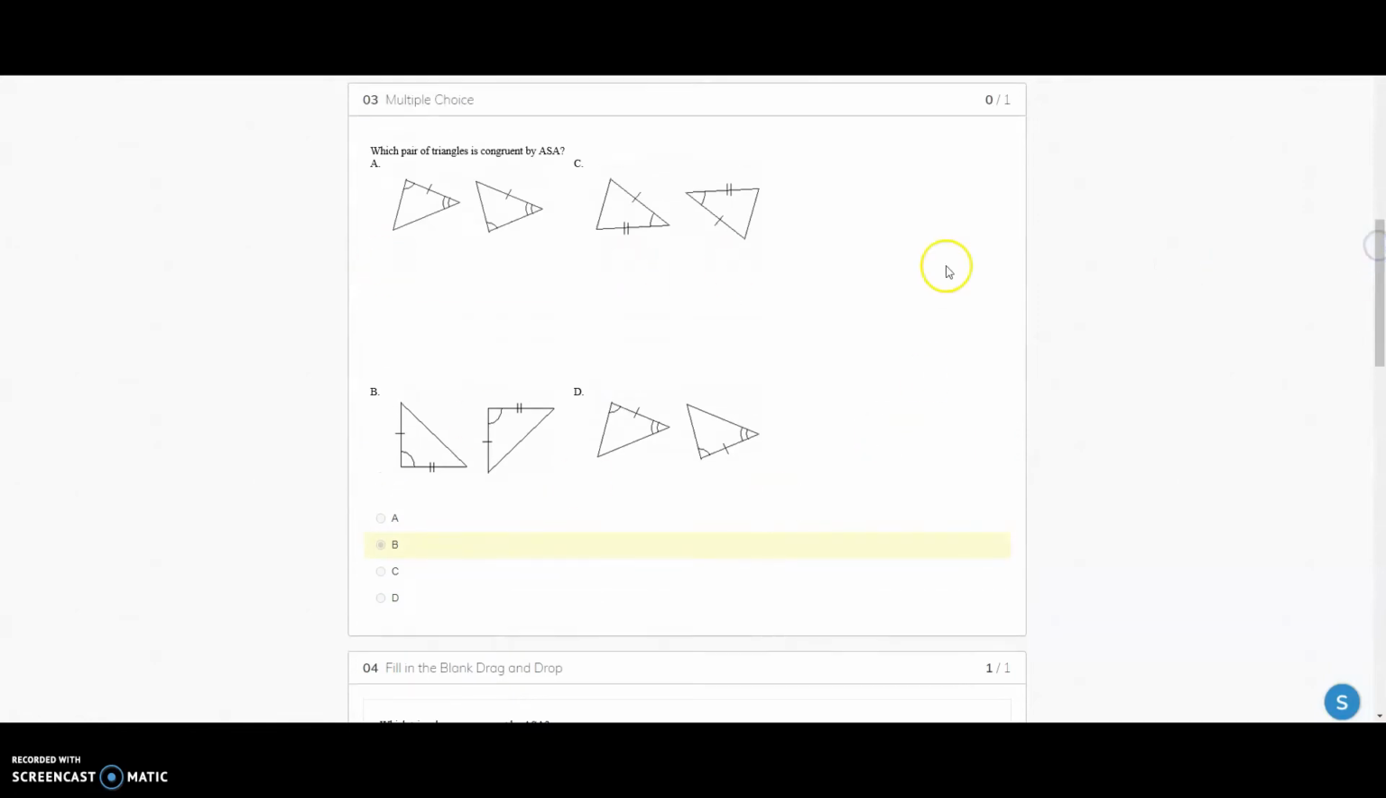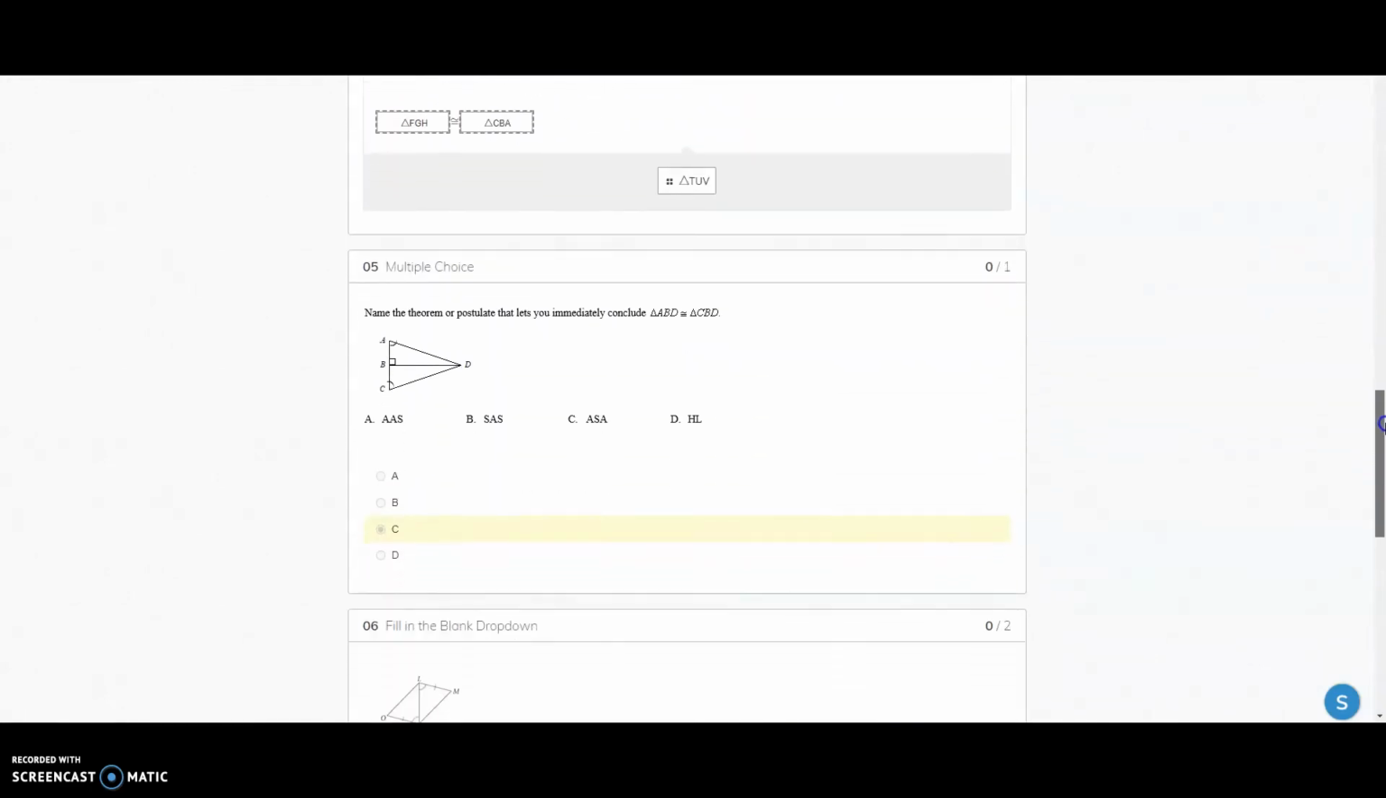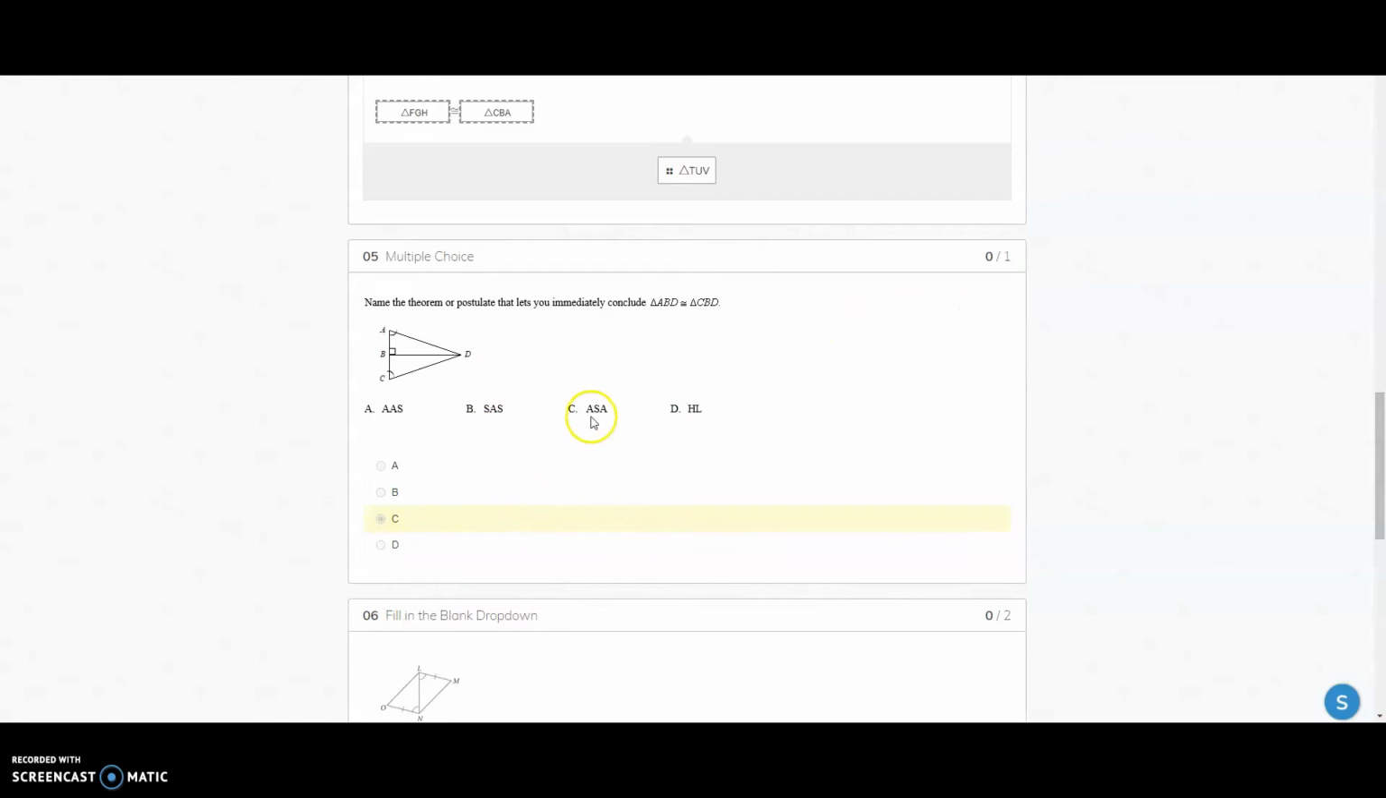Like this one right here, most likely this person picked these two, which are actually side, angle, side. Then if you keep scrolling down, this one said angle, side, angle, probably because there were 2 angles marked, but you have that shared side there. So this should really be angle, angle, side.